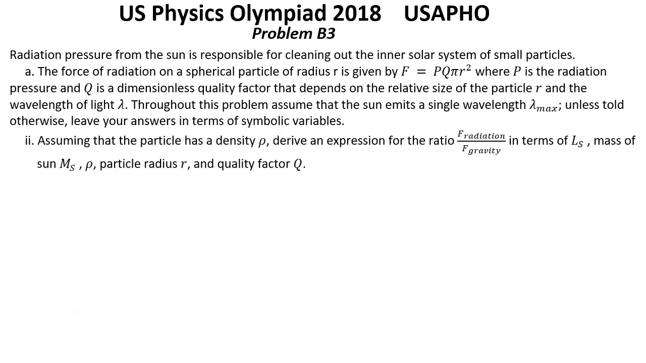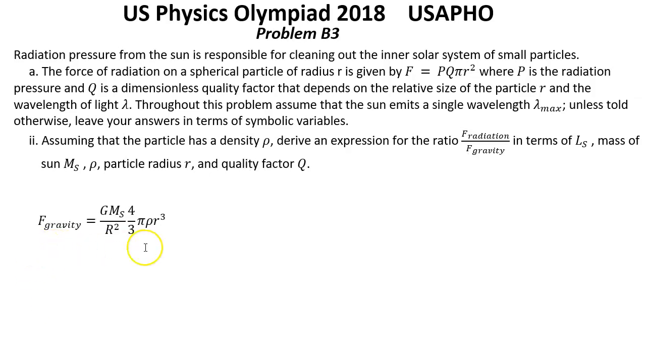Question II. Assuming that the particle has a density rho, derive an expression for the ratio F radiation over F gravity in terms of Ls, the mass of the Sun Ms, rho, particle radius r, and the quality factor Q. Solution. The force of gravity equals this expression.